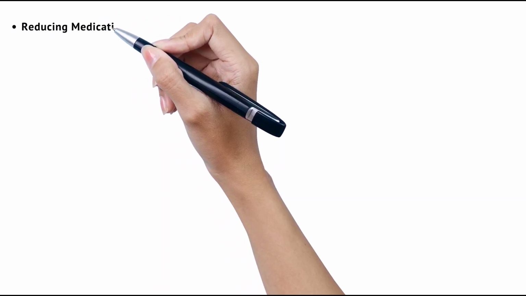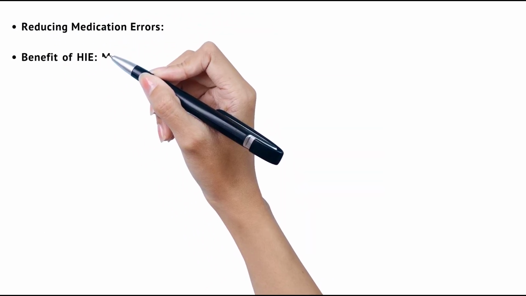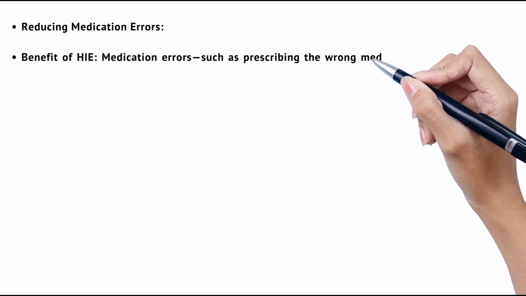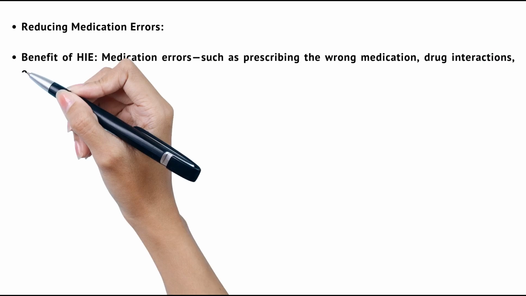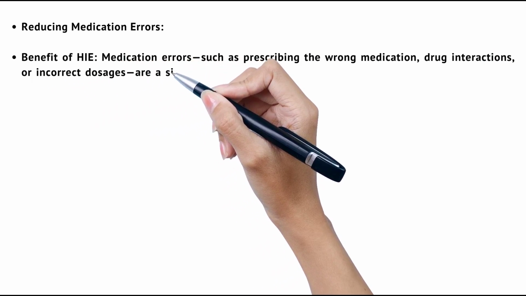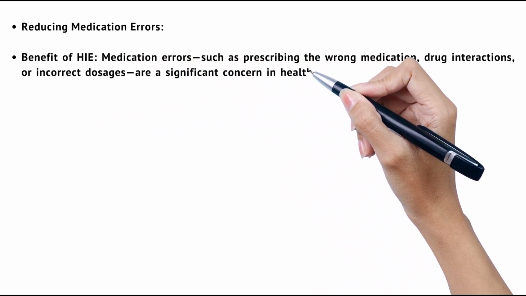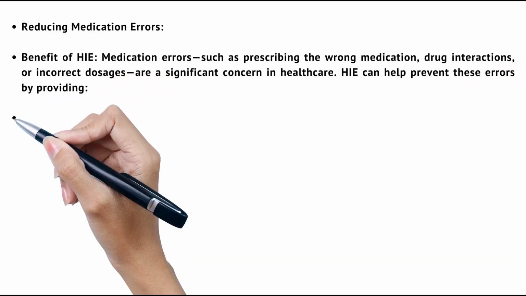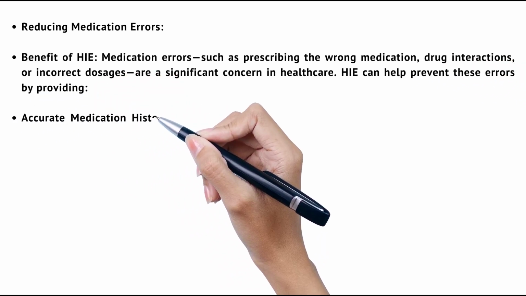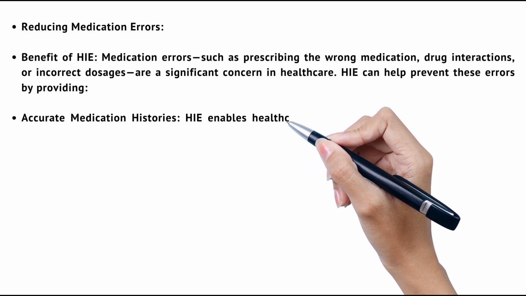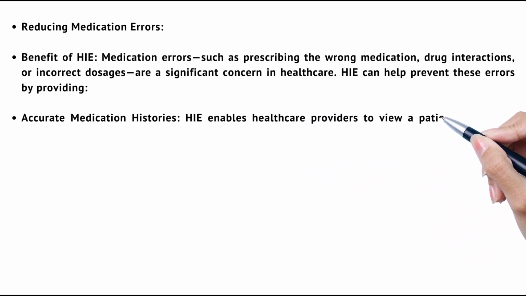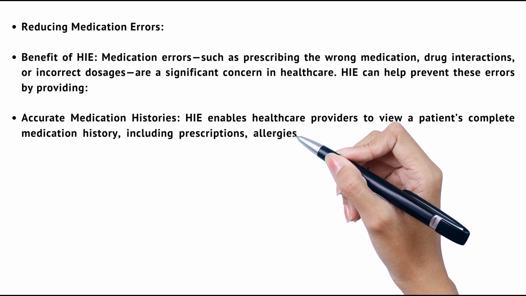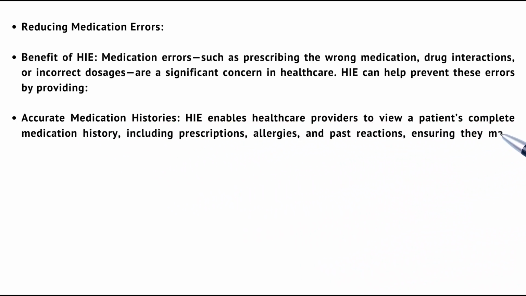Reducing medication errors. Benefit of HIE. Medication errors, such as prescribing the wrong medication, drug interactions, or incorrect dosages, are a significant concern in healthcare. HIE can help prevent these errors by providing accurate medication histories. HIE enables healthcare providers to view a patient's complete medication history, including prescriptions, allergies, and past reactions, ensuring they make informed decisions about new prescriptions.